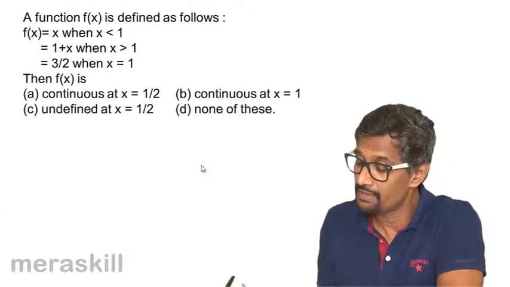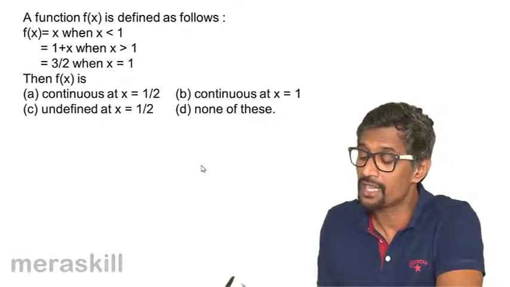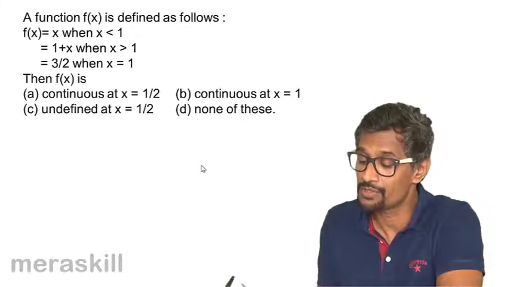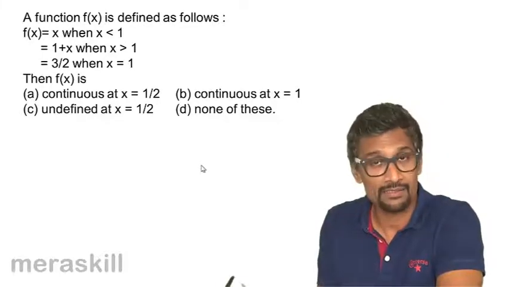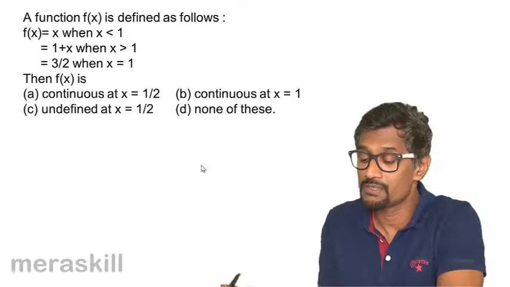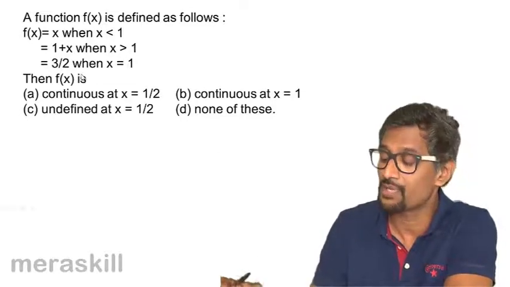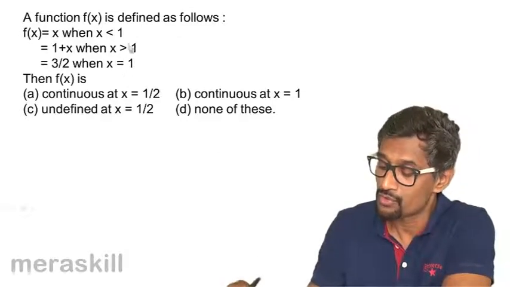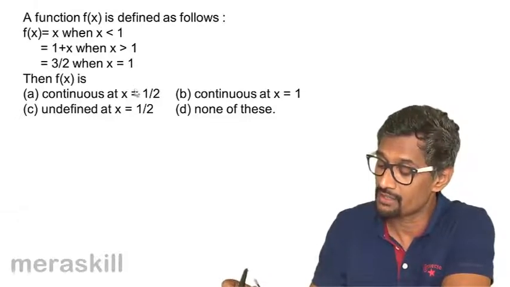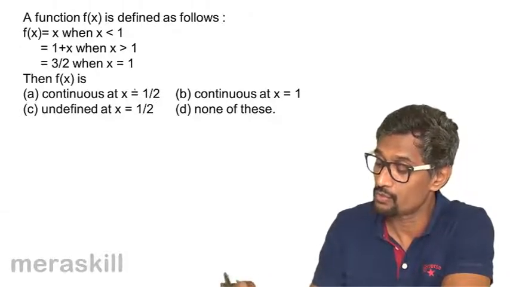Then, we have a condition, a function f of x is defined as follows. It is equal to x when x is less than 1, 1 plus x when x is greater than 1, and 3 by 2 when x is equal to 1. Let's see what these various values are, whether it's continuous at x is equal to 1 or not.